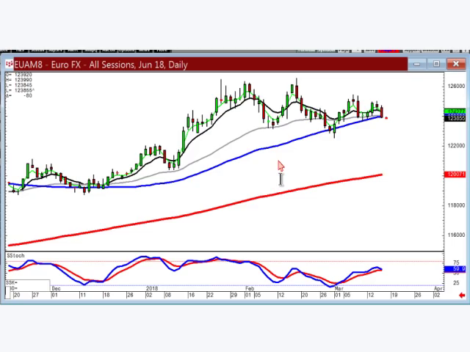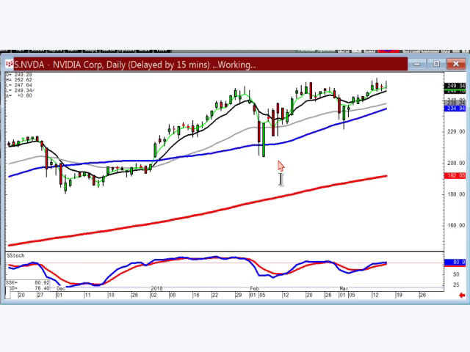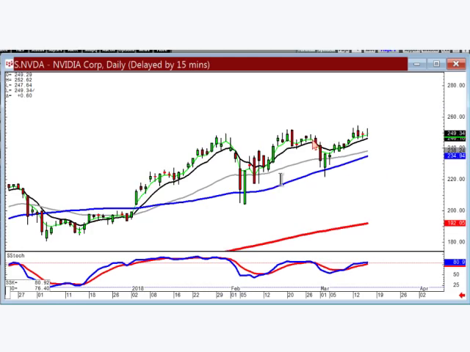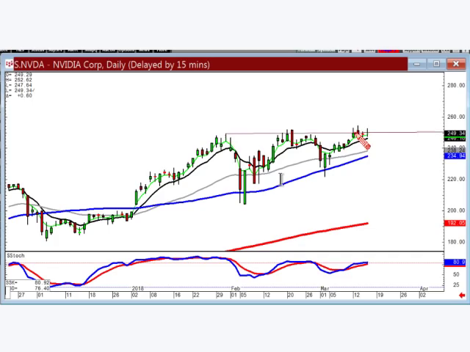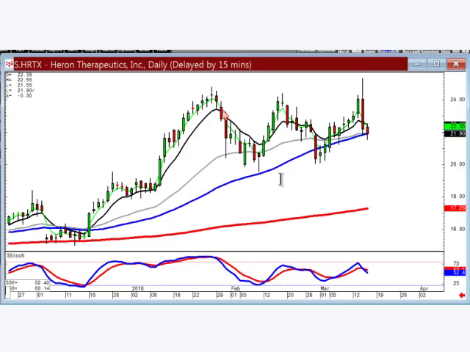NVIDIA, slow. So where is the breakout? You can pretty much draw a trend right through the tops. That's where you're watching to see if they can break out to the upside. Okay, on HRTX, yeah, I'd feel a lot more comfortable if they open this lower.